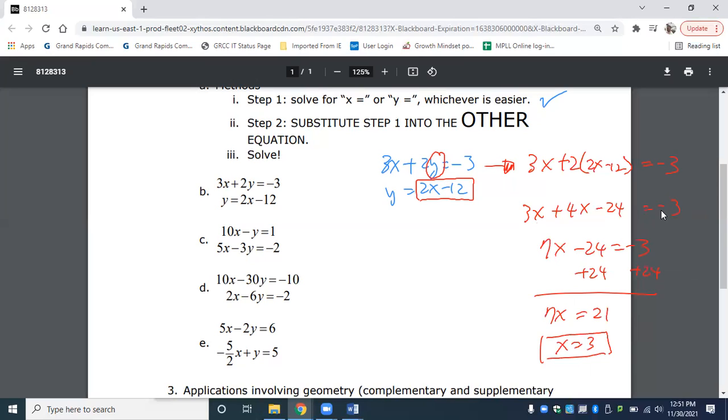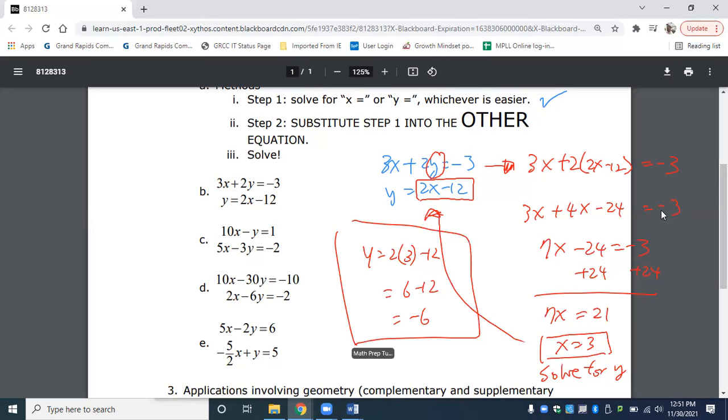Once you get x equal to 3, make sure you go back and find out what y is. So y equals 2 times 3 minus 12. So 6 minus 12 is -6. That's our final answer. We get x equal to 3 and y equal to -6.